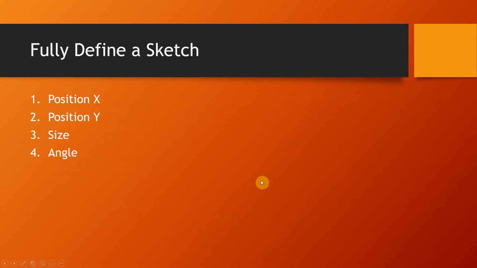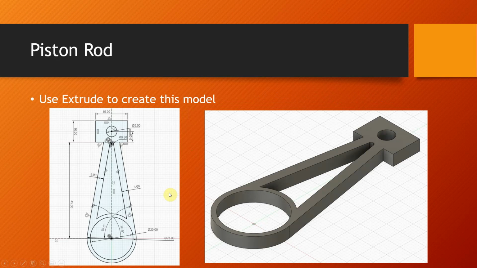Okay. Again, to fully define a sketch, we need a position X, position Y, size and angle. This is still true. We're still going to follow that, so make sure you understand how to do those things. Now, for the piston rod, so this is the second component in this series. What we'll do is we're going to use Extrude to create this model. Of course, you get a sketch, and then you get a final view of the actual component.